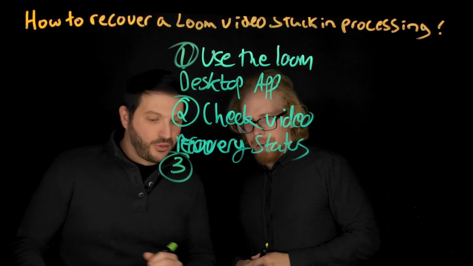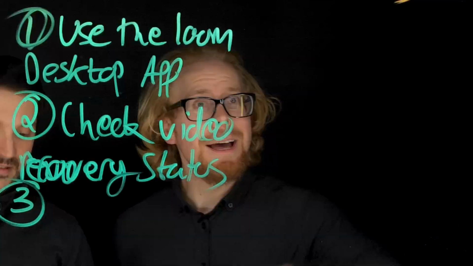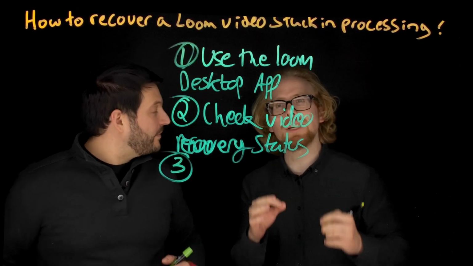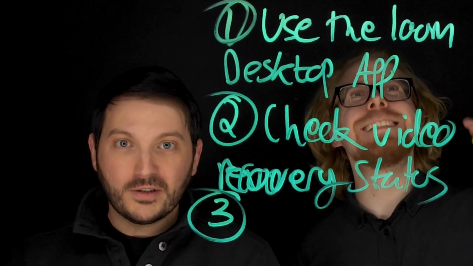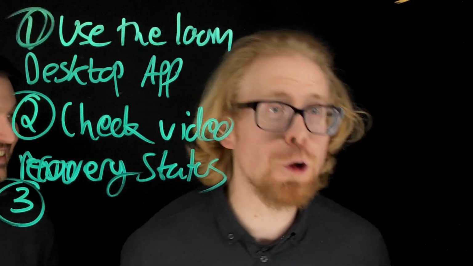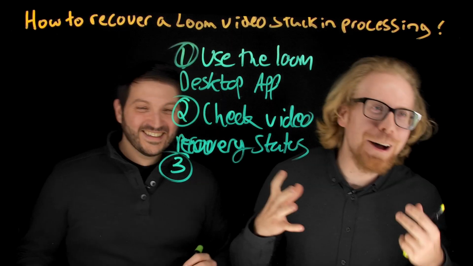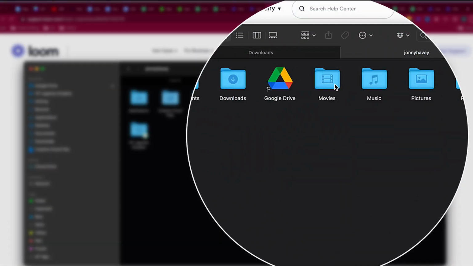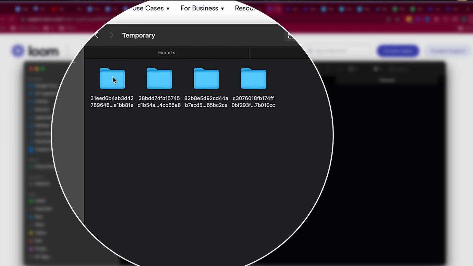Johnny, what's number 3? Number 3 is you gotta locate the missing parts. In the link that you see below, it's gonna tell you where on your computer. Exactly. So Loom creates a temporary file on your computer that will have the parts of the video that you're recording that's stuck in processing.